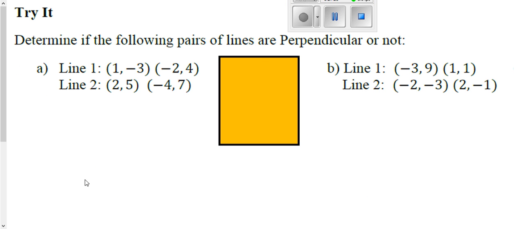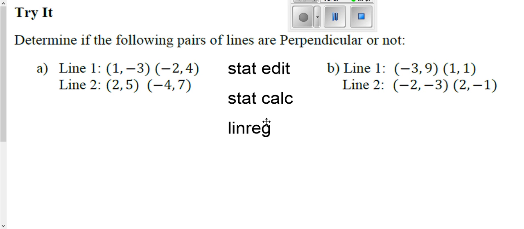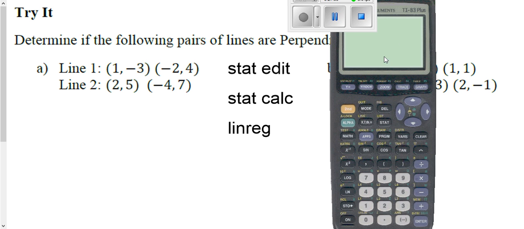Take a look at another one. Here you go, determine if the following pair are perpendicular or not. So I'm going to do it the easy way, StatEdit, StatCalc, linear regression. Let's take a look at this first one.